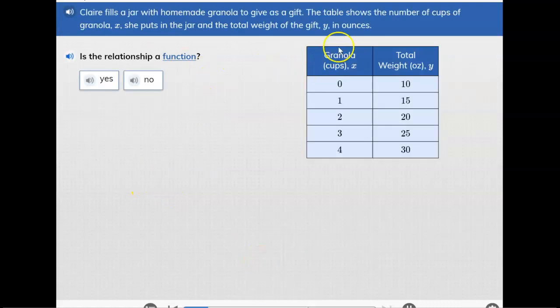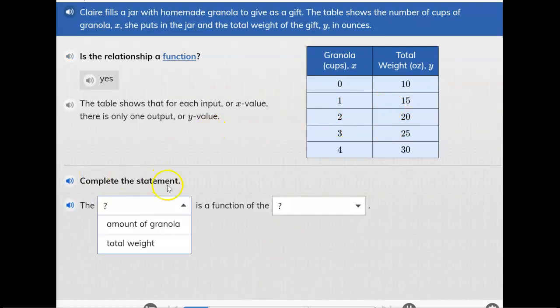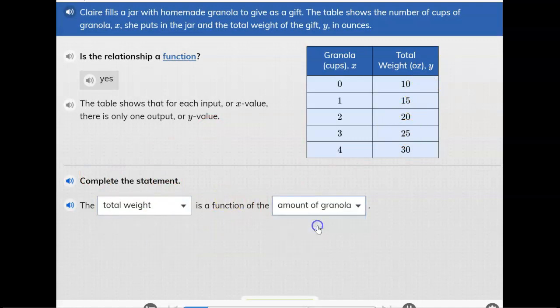So for this one, is this relationship a function? Every input, your x value, has to have only one output, y value. So 0 only has 10, 1 only has 15, 2 only has 20, 3 only has 25, 4 only has 30. It is a function, right? If 1 had 15 and then there was another one and it had 20, then it would not be a function. So to complete the statement, the total weight, the output, is a function of the amount of granola that you put in, the input.